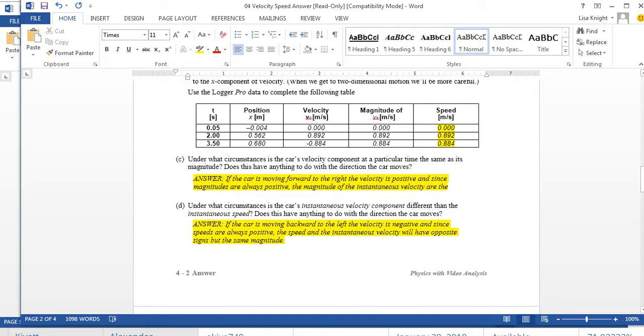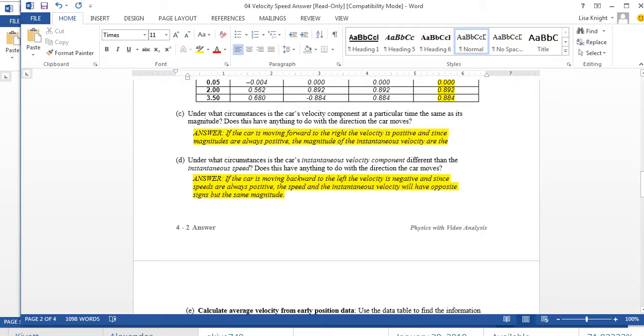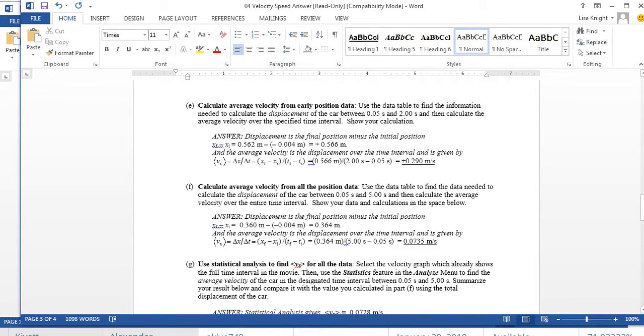And then over here, the big thing was that you understood that in order for the component to have the same magnitude as the speed, they have to be moving in the same direction. The car can only be moving in one direction. But if the car changes direction, its average speed will be different than its velocity because the distance is different than its displacement. And then you calculated your average velocity. Basically you just found your displacement and divided it by the time. And you could do that using the numbers on your graph.